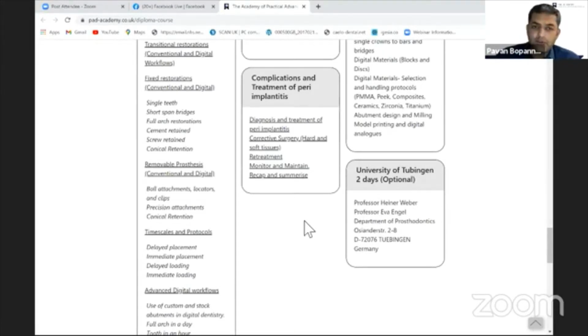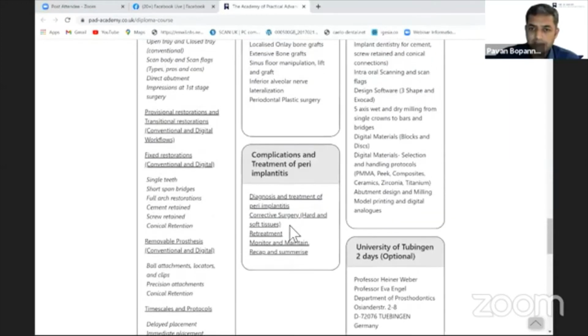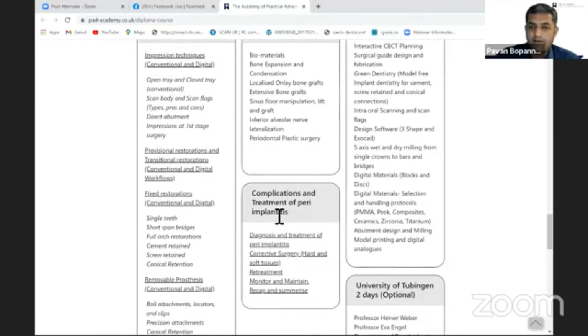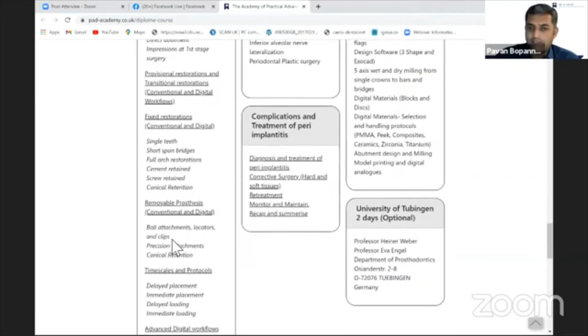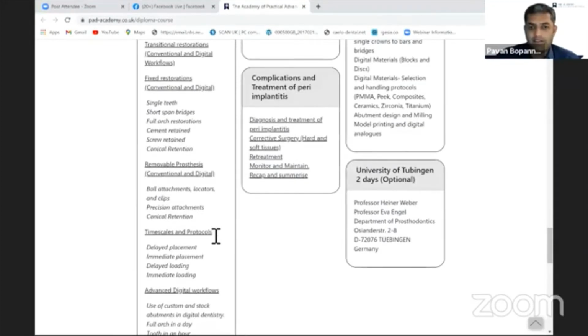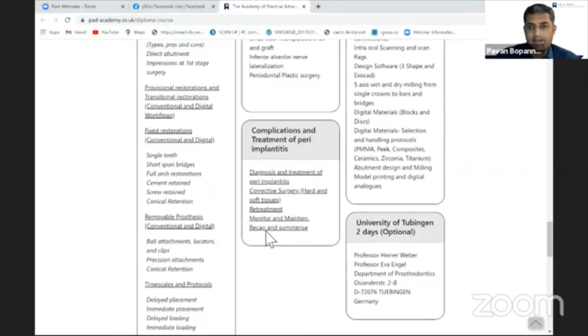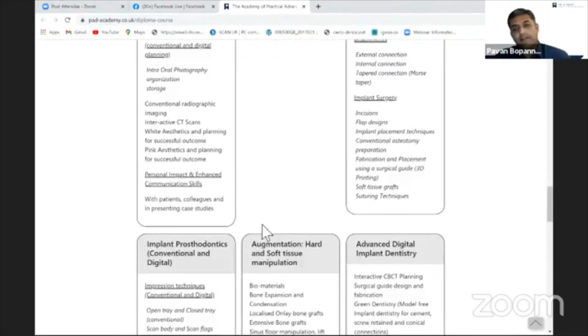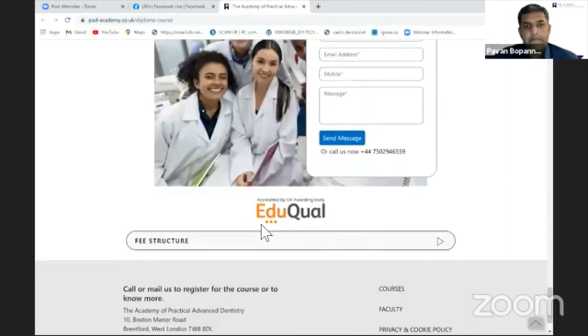So for those of you who join the certificate program, you won't have Unit 5, which is augmentation and complications. And in prosthodontics, we won't be covering full arch restorations and advanced immediate placements in full arch cases on the day and things like that. Apart from that, everything else will be covered, okay, the diploma and the certificate.